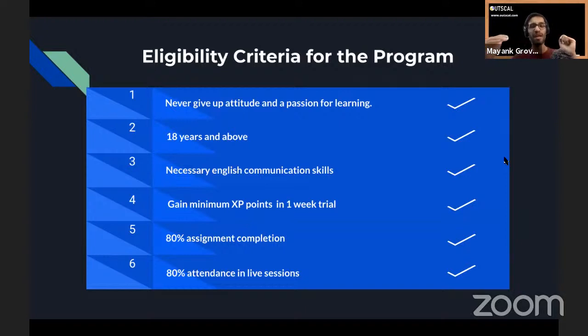So you should fundamentally have that never give up attitude and have that passion, right? You should be 18 years of age and above. English communication is super important. This is something that we have seen in the past, that while we are here to teach you technical skills, we can't teach you English. So if that is something you're not comfortable with, please talk to the admissions team tomorrow to understand whether this might be a good fit or not.